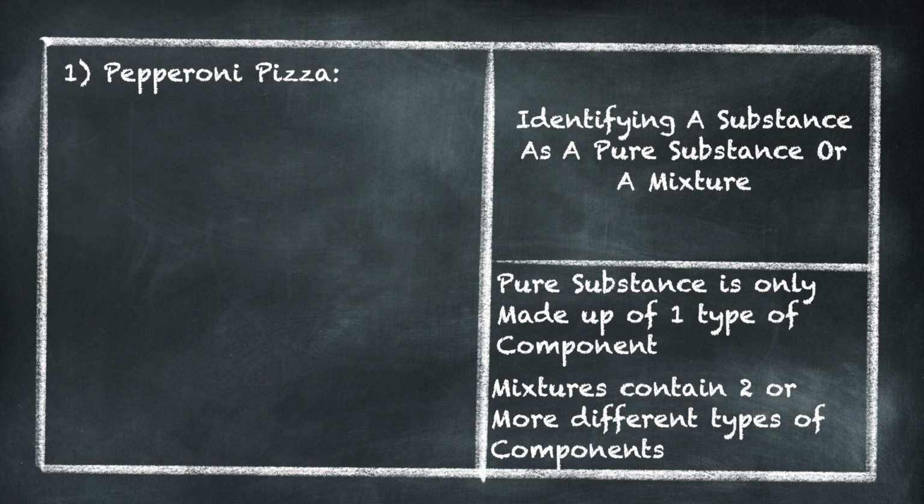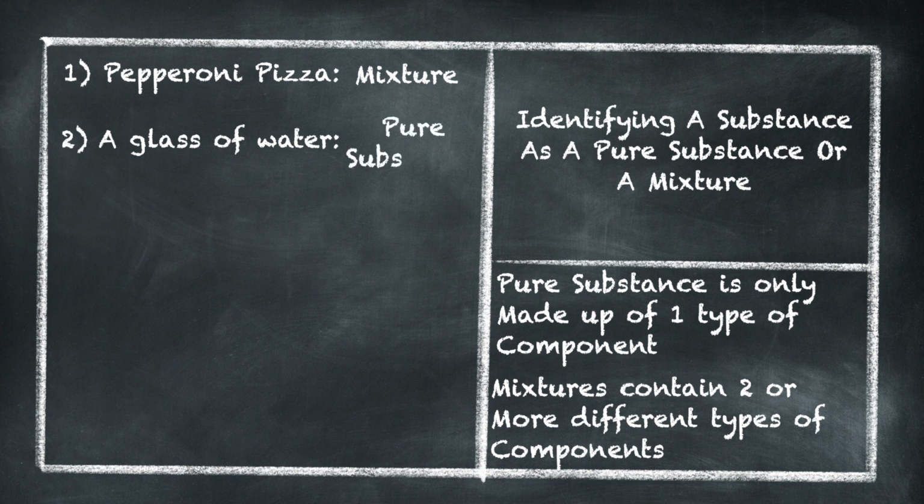Looking at a pizza, you can see several different components, such as the cheese, the crust, and the pepperonis. Because there are multiple components that make up this pizza, I would consider a pizza a mixture as opposed to a pure substance. Substance 2, a glass of pure water. Because this is pure water and there is nothing else in the glass but water, that means there is only one type of substance that makes this up, meaning this is a pure substance.